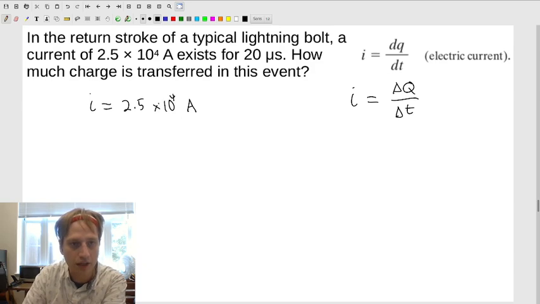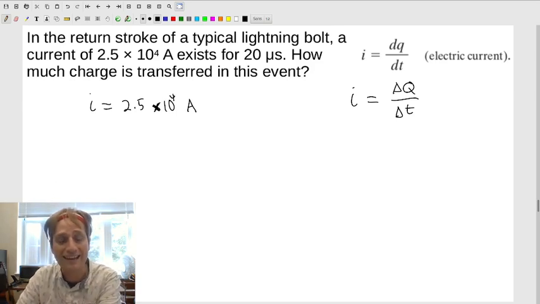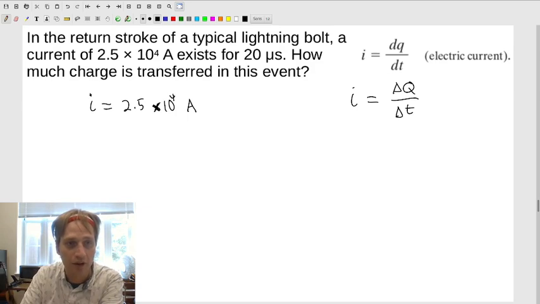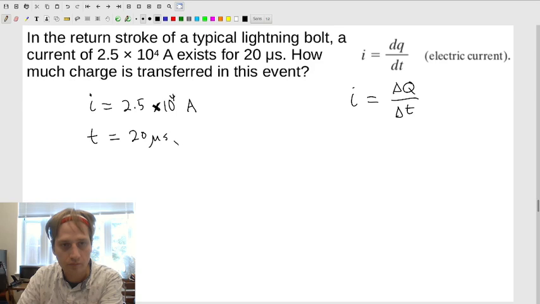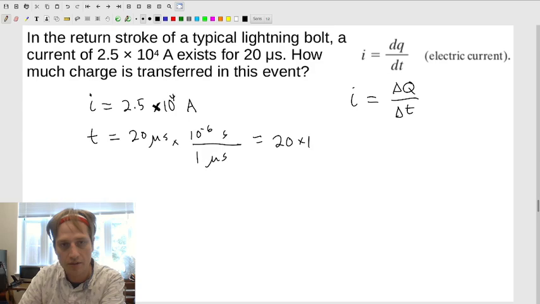Now this is a lightning bolt, and I want you to be aware that is a very large current. That's much larger than any current we're going to encounter in the lab. If you have like a 3 amp current, that is already very big for the lab. So this is an absolutely enormous current. And the time is very small. So 20 microseconds, 1 microsecond is 10 to the minus 6 seconds. So we're talking 20 times 10 to the minus 6 seconds.